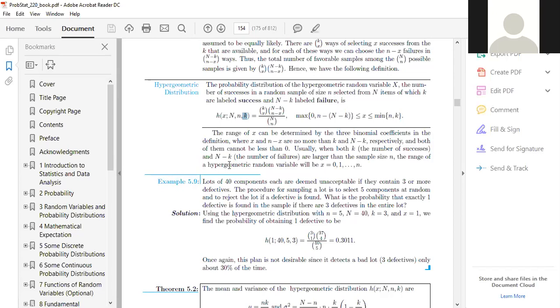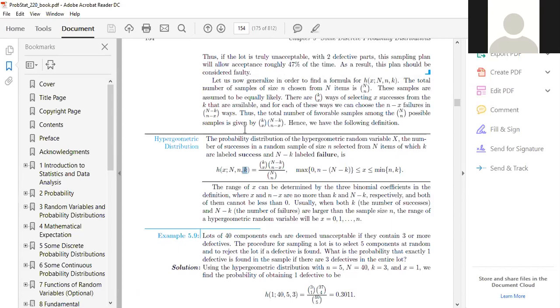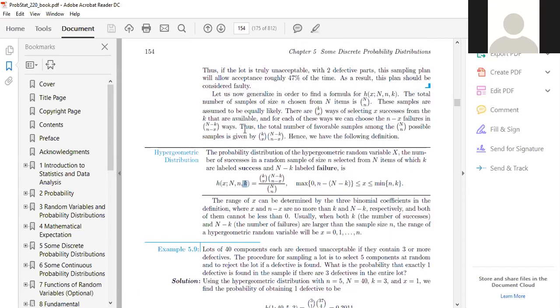Okay. Suppose now I would like to consider an example. Just read this example, and then after we will be solving this one. It says that a lot of 40 components each are deemed unacceptable if they contain 3 or more defectives. A lot of 40 components, so your capital N is 40.